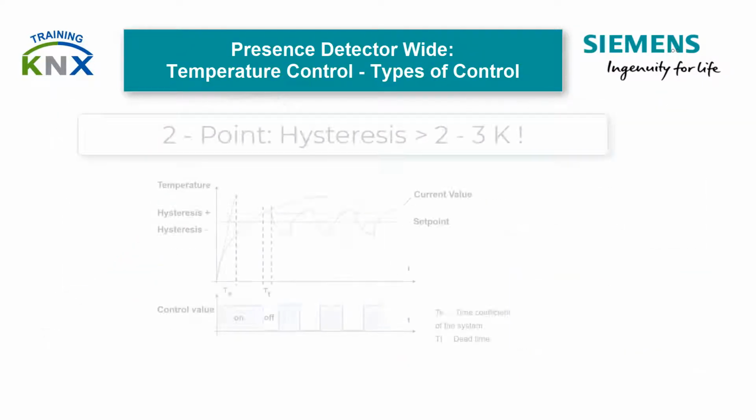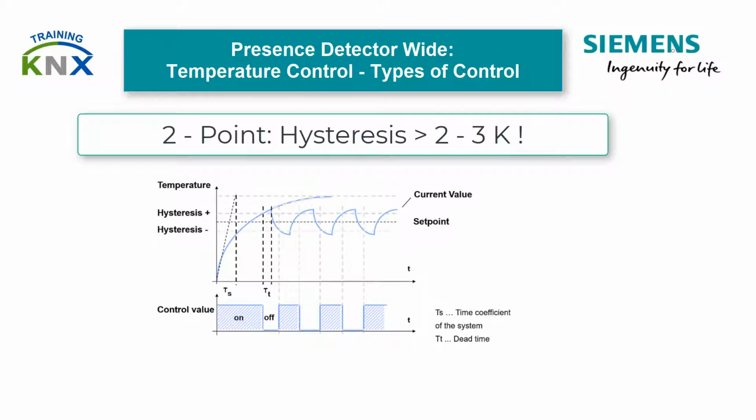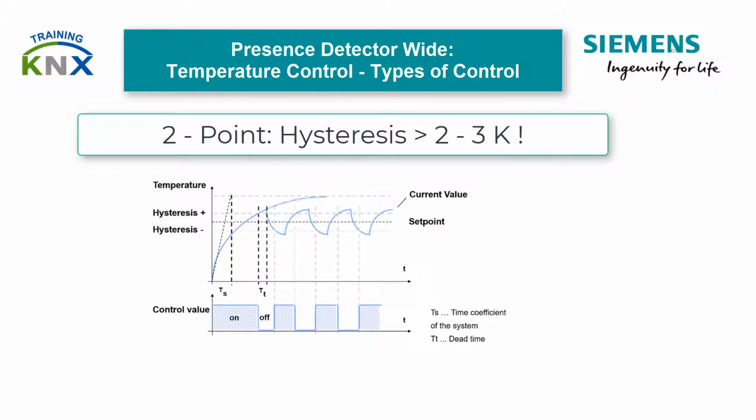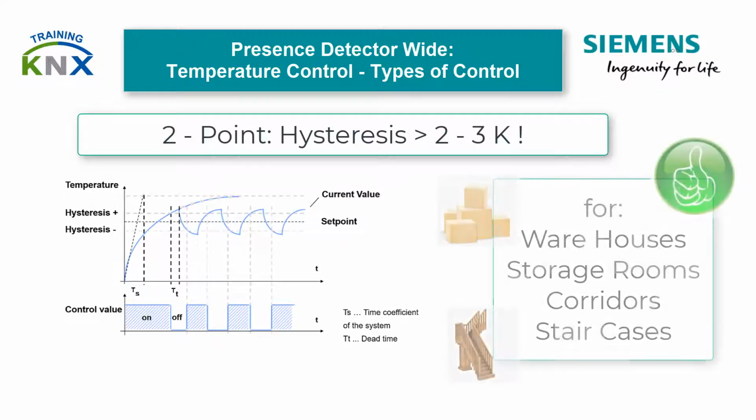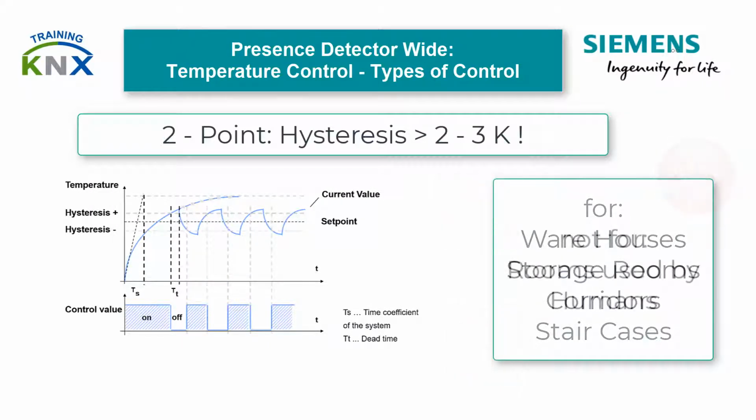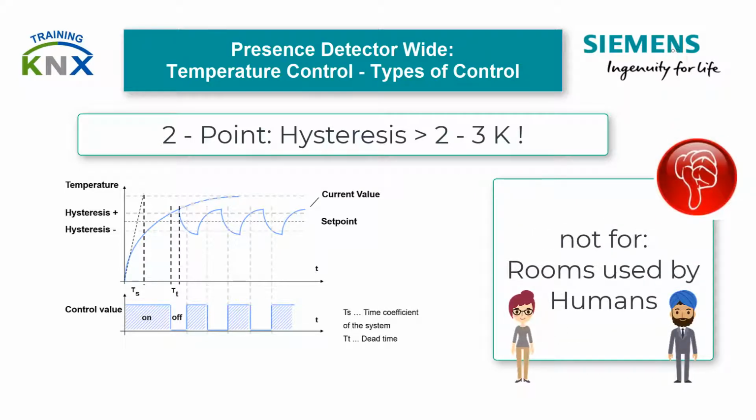Two-point switching controllers are quick and easy to configure, but require a larger hysteresis. This is not disturbing in uninhabited ancillary places such as warehouses, storage rooms, corridors and staircases, but is generally not suitable for rooms used by humans.